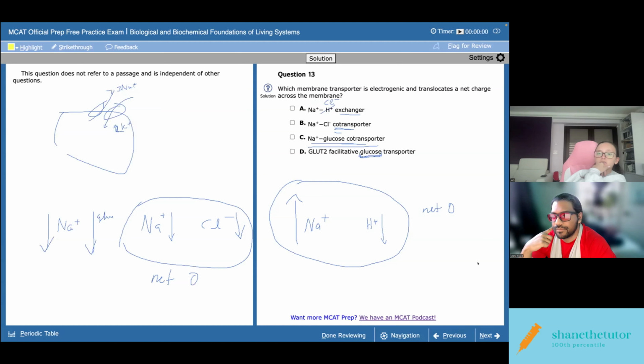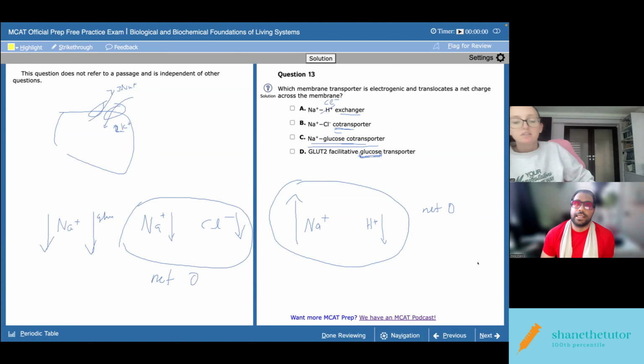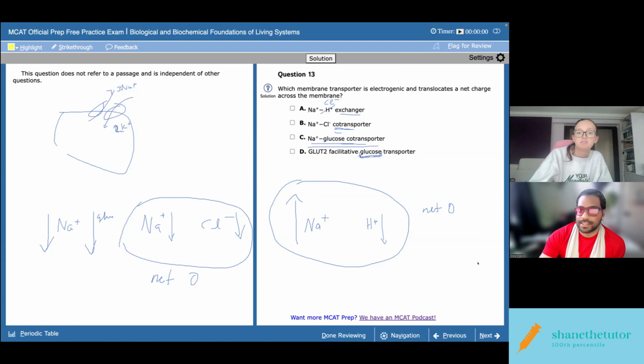so I need to know that glucose doesn't have a charge. Well, that's just the takeaway from this question, that now I know what exchanger, transporter, and co-transporter specifically mean. I mean, glucose not having a charge, you should know. It makes sense, I know the chemical structure of it. That's not what I would say the takeaway is.